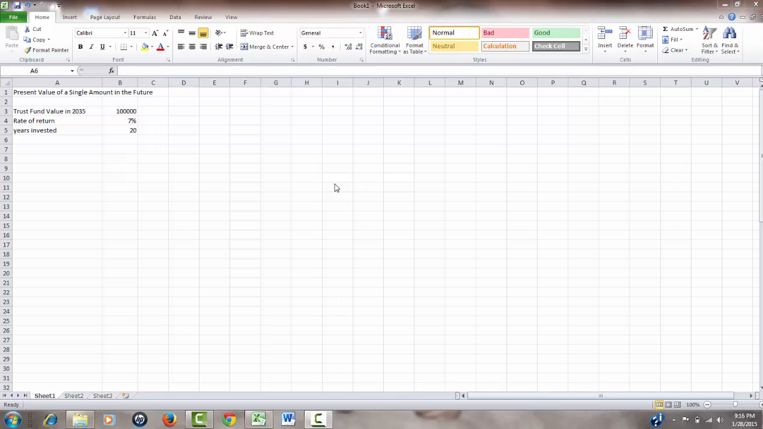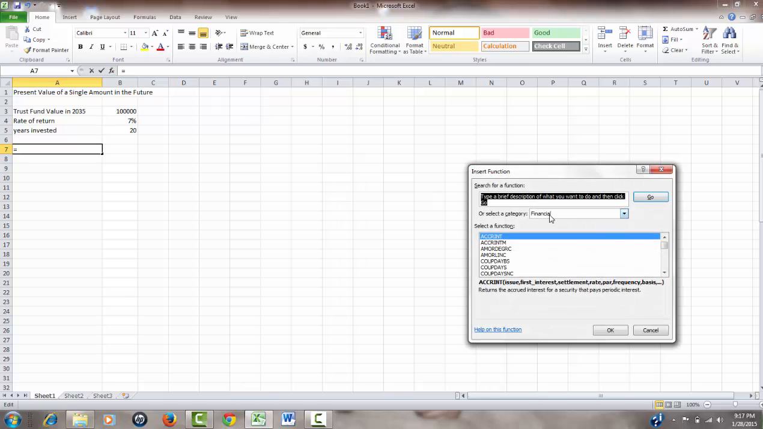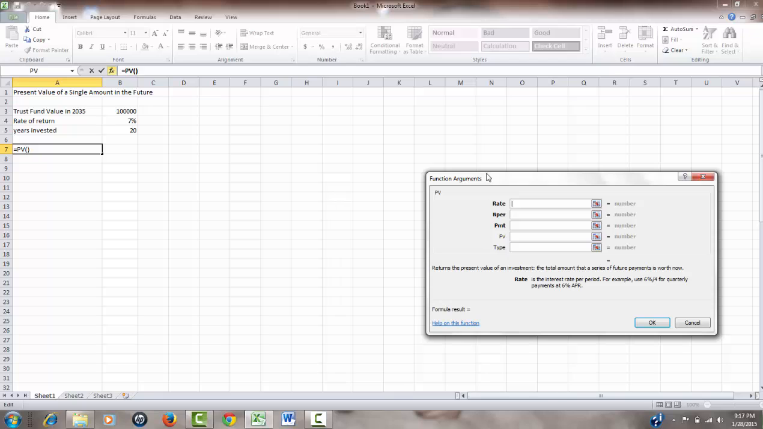What I first want to show you is the present value of a single amount. If I know that in 20 years there will be an amount granted to me, say my parents had invested money and they set up a trust fund that told me that in 20 years I would have $100,000 coming to me, I can figure out what that's worth to me today if I had to cash it out. And the way to do that is you click on the FX, which is function key. Make sure that your category is financial. Scroll down until you hit PV, which is present value. And we're going to figure out the present value of a single amount.